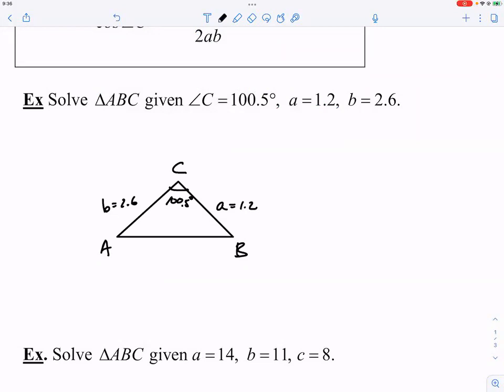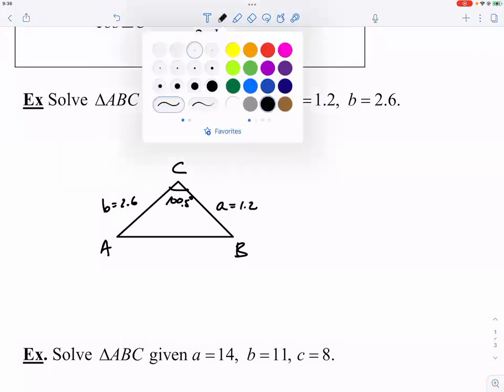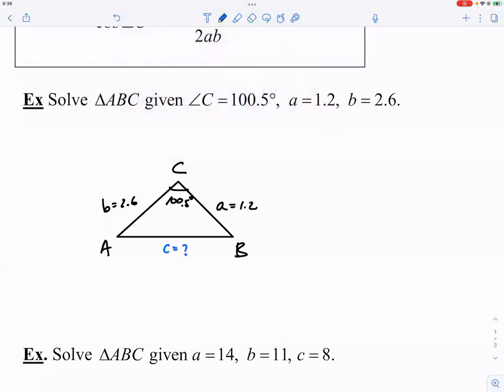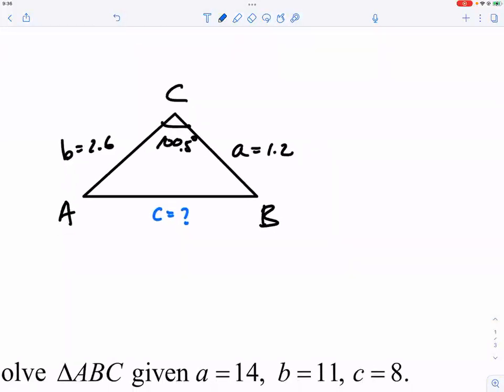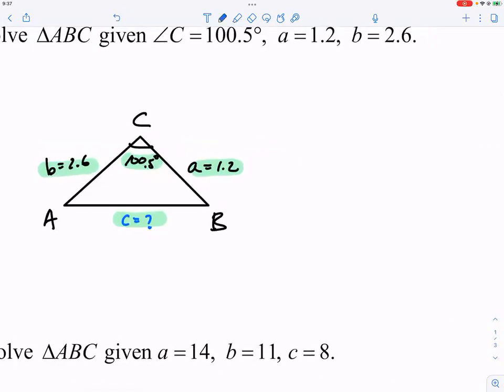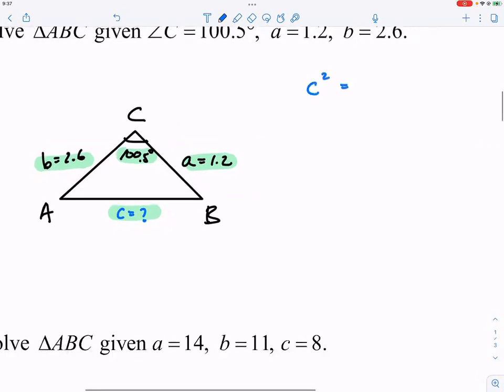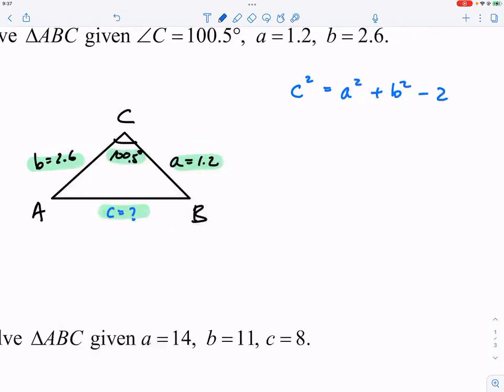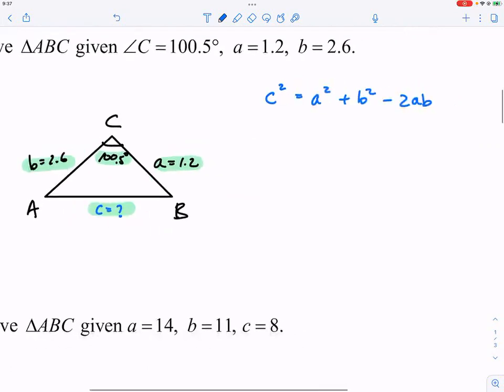In this case, let's find out what length C is first. We have three sides and one angle here, so it's a perfect situation for us to use our law of cosines. We'll say C squared is equal to the other two sides squared, A squared plus B squared, minus 2AB cosine of C.